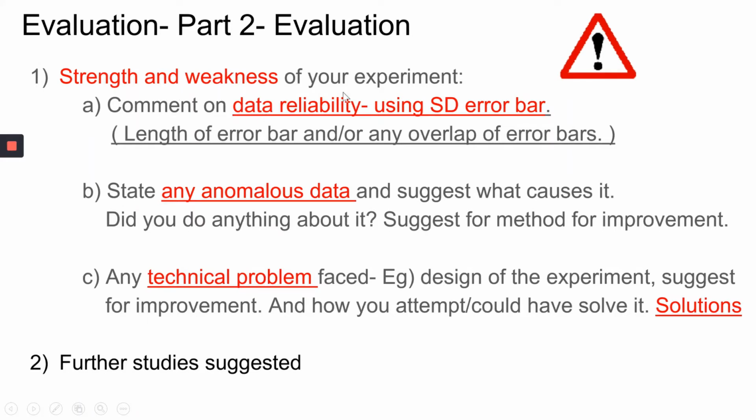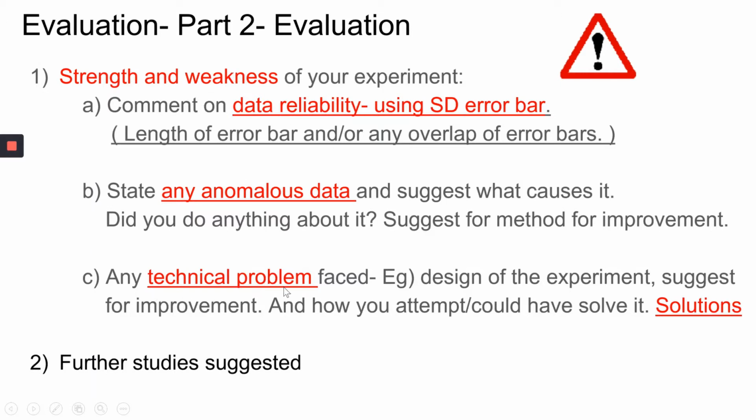You should mention the error bar on two aspects. One is the length of the error bar. Another is whether, between the increments, there is any overlap of the error bars. We'll show you a few examples later on. Next, as the previous video on conclusion mentioned, you need to state whether there is any anomalous data, suggest what caused it, say what you did about it, and suggest a method for improvement. That is perhaps under the weakness part.